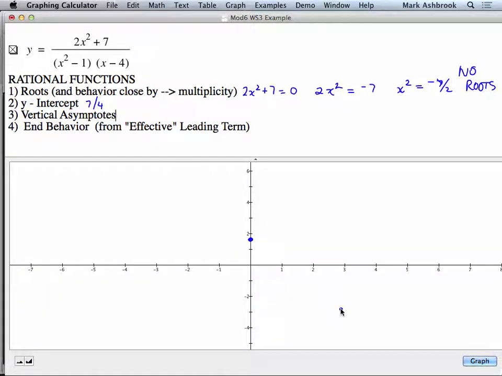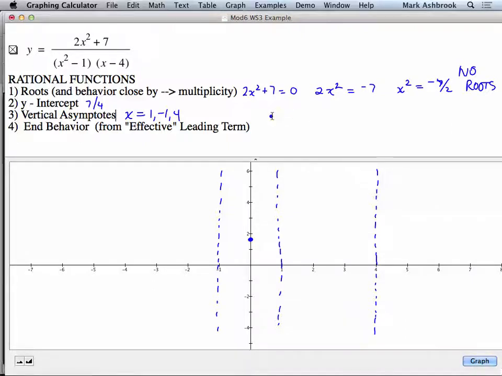Vertical asymptotes. Austin. Positive 1, negative 1, 4. You got 1, -1, and 4. Okay, not part of the graph, but we sketched them. Good enough. Know that the function does not exist at those x values. Okay? End behavior, effective leading term.